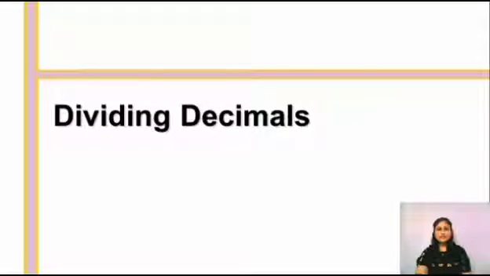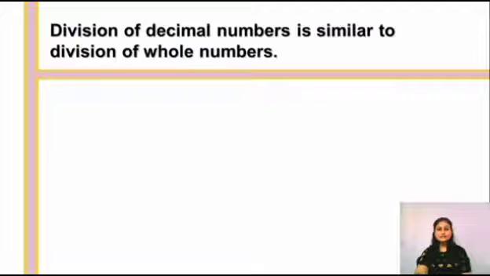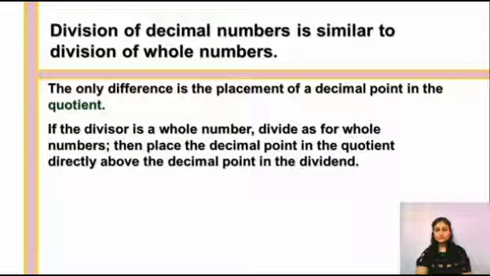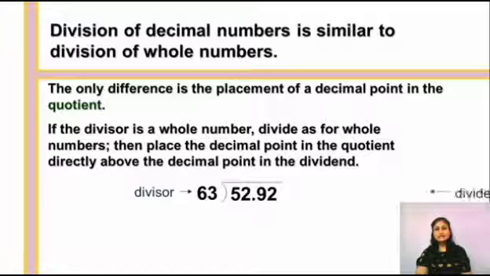Next topic is dividing decimals. Division of decimal numbers is similar to division of whole numbers. The only difference is the placement of the decimal point in the quotient. If the divisor is a whole number, divide as for whole numbers, then place the decimal point in the quotient directly above the decimal point here.